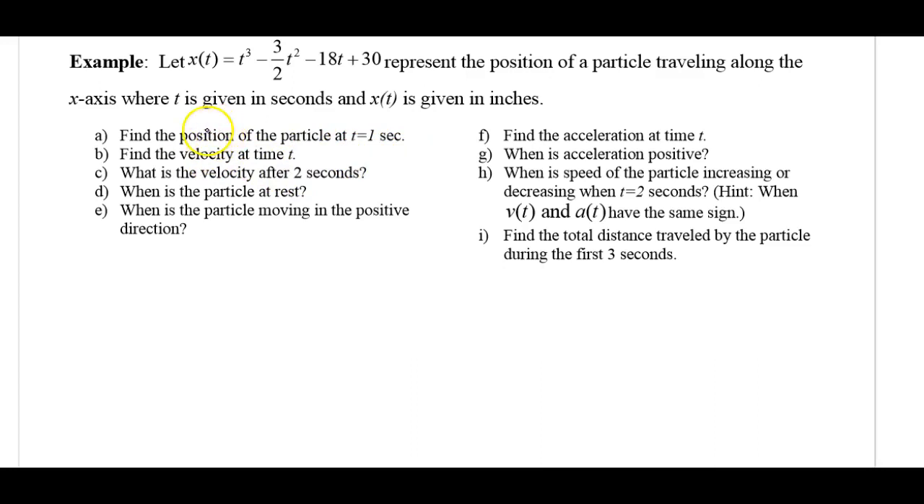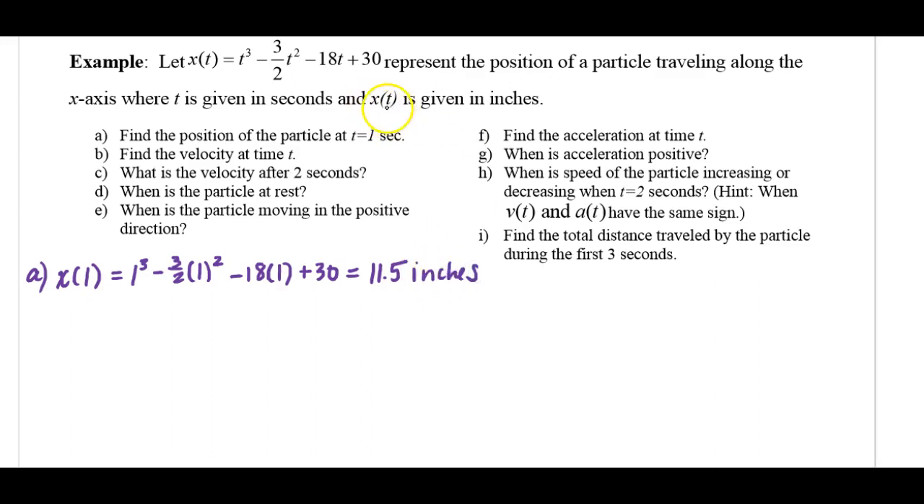So I'm interested in finding the position, and I'm given the position function. So if I want the position at time t equals 1 second, and t is in seconds, I need only substitute 1 into t into this equation, and that will give me my position in inches. So for part A, I'm interested in x of 1. So I'm going to plug in 1 everywhere there's a t, so 1 cubed minus 3 halves times 1 squared minus 18 times 1 plus 30. And I'm going to skip the arithmetic here and tell you that this is 11.5 inches, because remember that x of t, so x at any time, is given in inches.